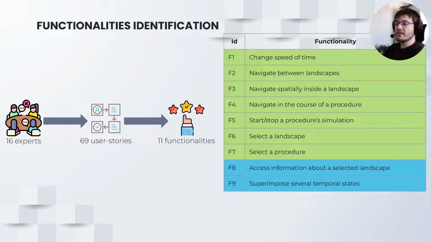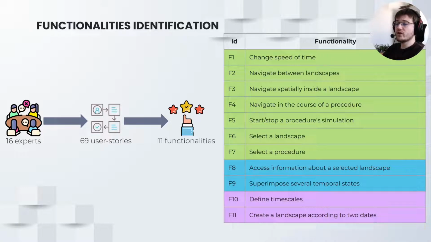Functionalities number 8 and 9 are considered secondary. These are functionalities that are not as essential for spatio-temporal navigation. However, they allow users to access information about the landscape and superimpose them in the digital environment to compare them. Finally, the two last functionalities are not involved in spatial or temporal navigation. Therefore, we consider them to be optional.